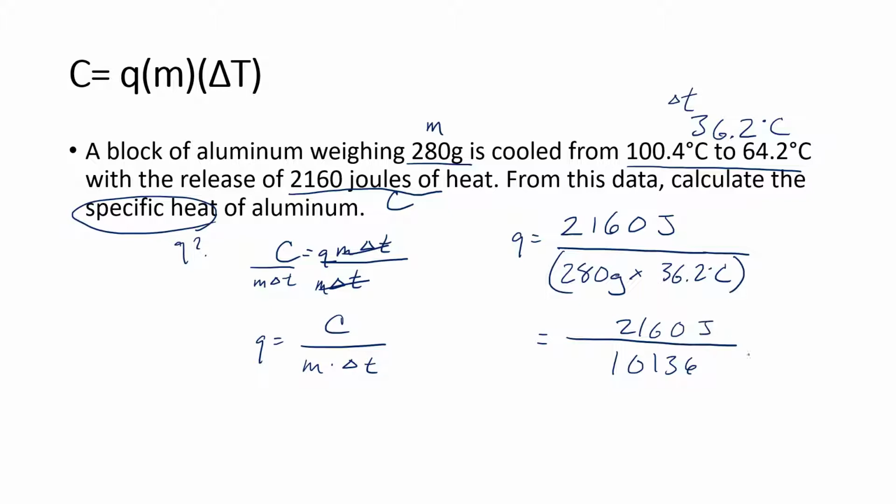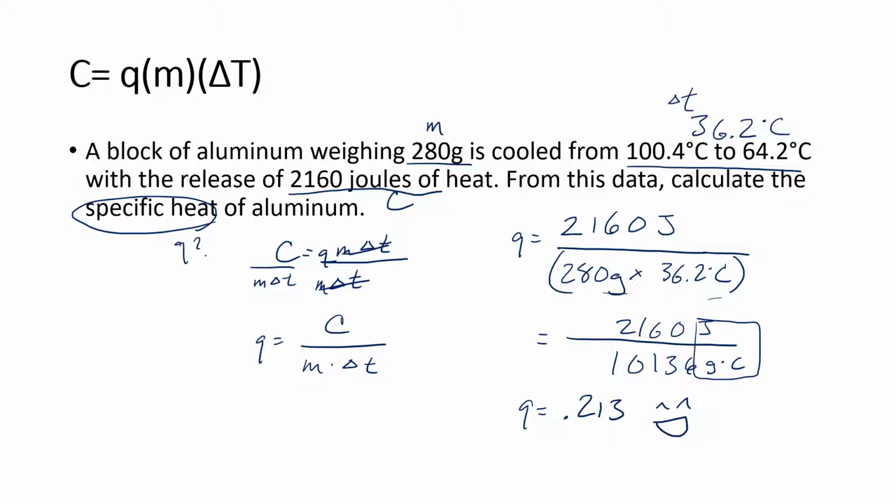2160 joules over grams times Celsius. See, these two units multiply together, and the units are going to become the units of specific heat, which means we're doing it the right way. Divided by 10136, and we get a really small number. Q is equal to 0.213, which should be correct because we know that conductive metals have really small specific heats.